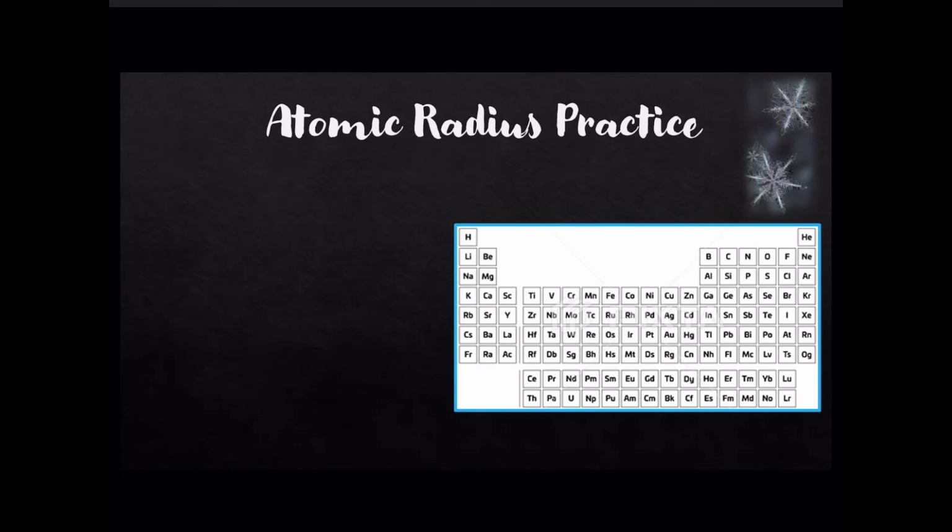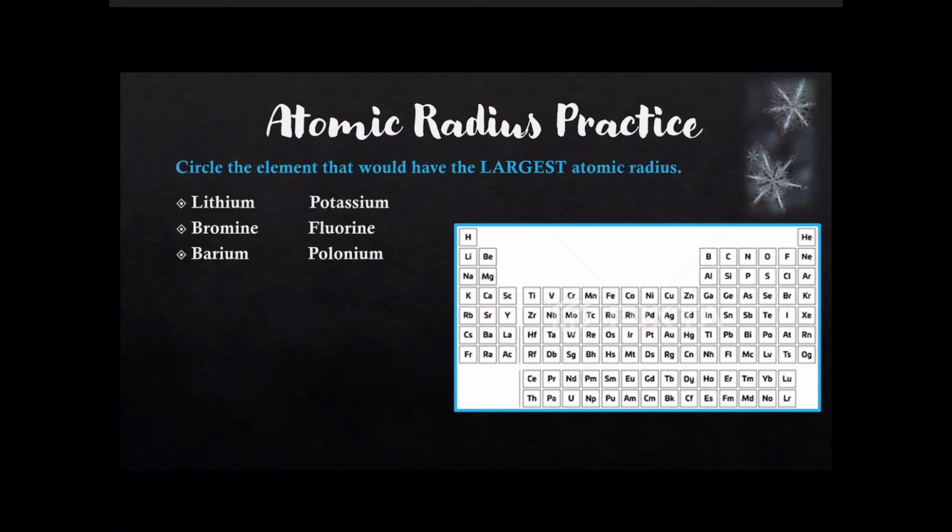Let's do some practice here. Atomic radius, what we're going to do is look at each of the elements in the pairs that are listed and decide which one has the largest atomic radius. So if we're looking at lithium and potassium, find them on the periodic table. Lithium's right here in period 2, and potassium's in the same group in period 4.